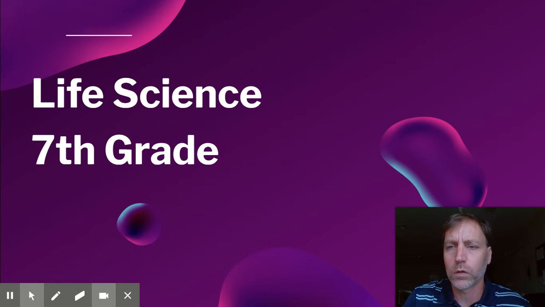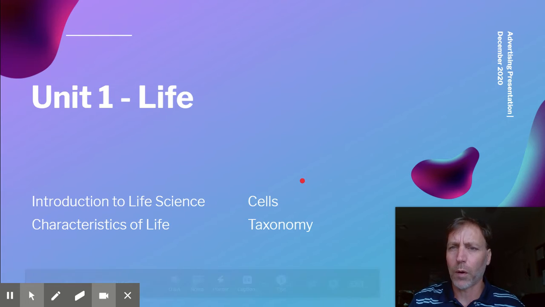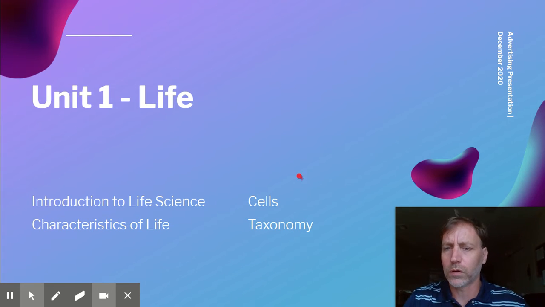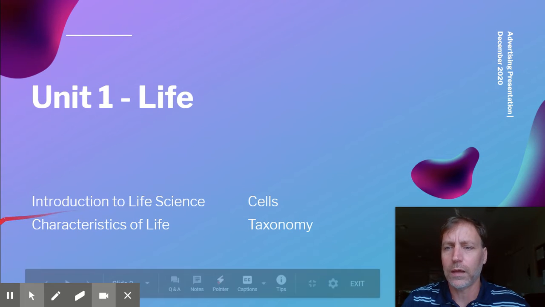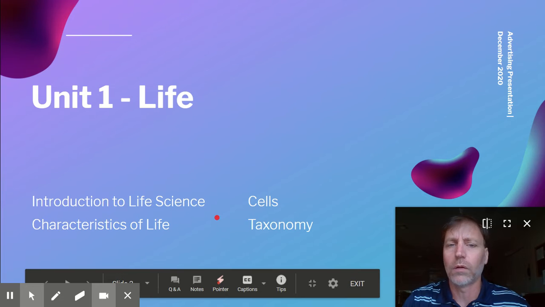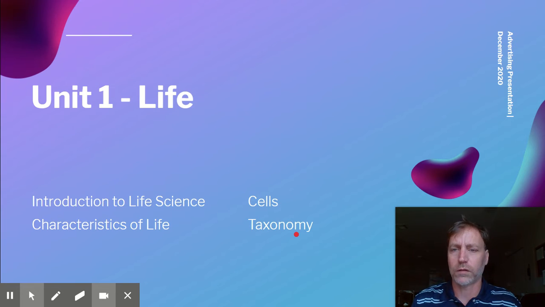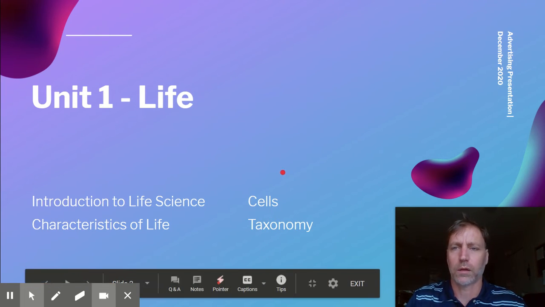So what we're going to do today is talk about what life science is in our first couple sections. Our first unit in life science covers the introduction to life science. We're going to talk about the characteristics of what makes something alive, cells, the basic building block of living things, and then taxonomy, the way that life scientists and biologists organize plants, animals, and living things.